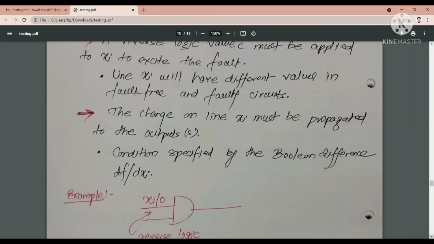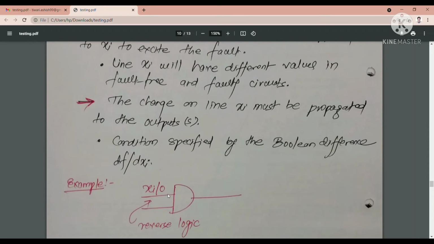Suppose I am talking about this 2 input AND gate, and this particular input is stuck at 0. If you want to sensitize it, or generate the test vector for this logic, then you have to apply the reverse logic here. Then only you can see the difference. How can we understand this? Suppose this line is stuck at 0. Since this is an AND gate, you will always get the output as 0 because this input is stuck at 0.